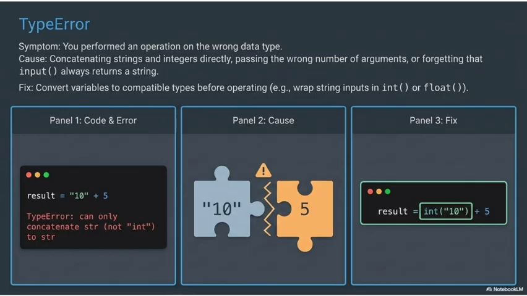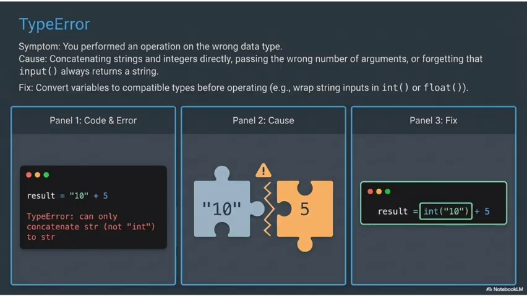TypeError means you tried to perform an operation on incompatible data types. The most common source is the input trap. Classic example: result = "10" + 5. Python refuses to concatenate a string with an integer. They're different types. It would be like trying to add a word to a number by hand and expecting a sensible result. The error message tells you exactly what happened: can only concatenate str, not int, to str.